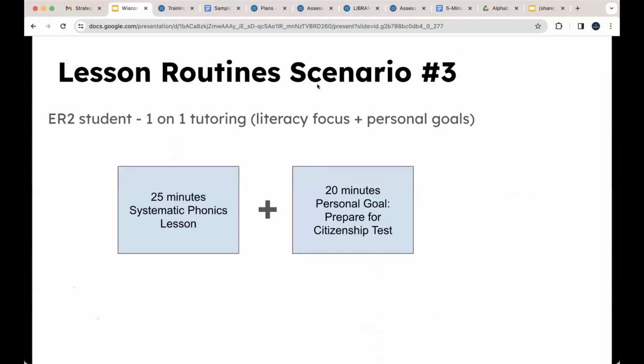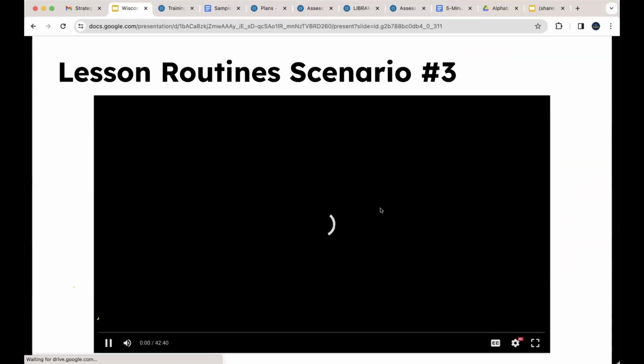Here is another scenario. I mentioned that I am doing some online tutoring with Emergent Reader 2 students. So these are students who can speak quite well, but have low literacy skills. So because literacy is their greatest area of need, we're spending the bulk of our lesson doing some systematic phonics instruction. And then for the second part of our time, we're working toward a personal goal. So here's a quick video. This is a lesson from just a couple days ago with one of my current students. Hopefully this will load quickly.